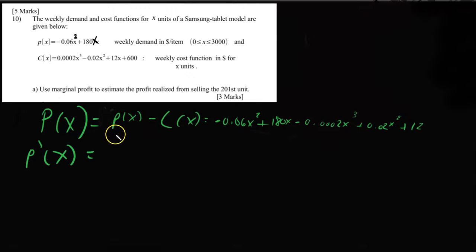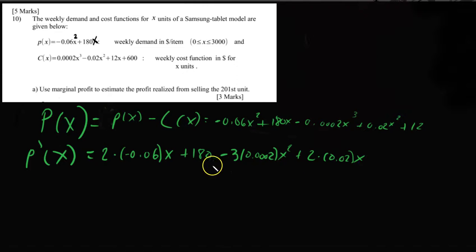So the next step is to take the derivative of all that stuff. So we'll get 2 times negative 0.06x plus 180 minus 3 times 0.0002x squared plus 2 times 0.02x.